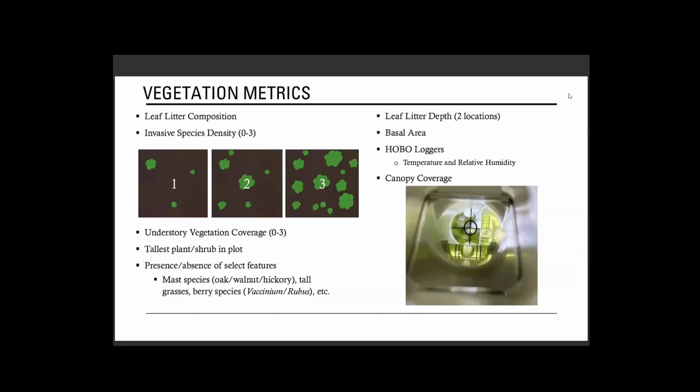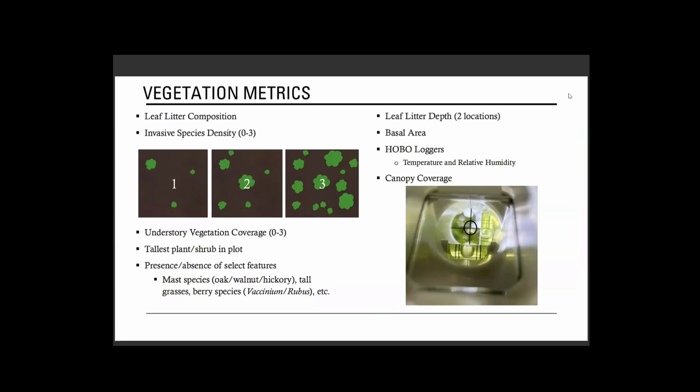Vegetation metrics. So we looked at leaf litter composition, invasive species density at a 0 to 3 scale, 0 being none present, 3 being pretty filled. As you can see in the pictures, we did the same thing with understory vegetation coverage. This included invasive and non-invasive plants. We looked for the tallest plant and shrub in the plot and quantified their height on a scale of 3.